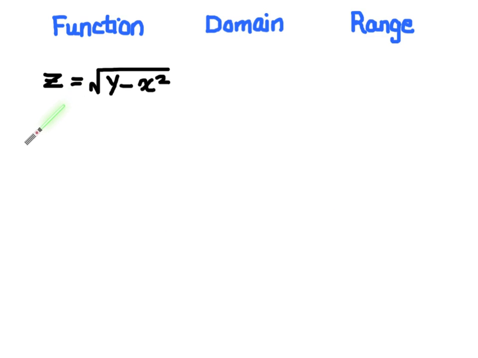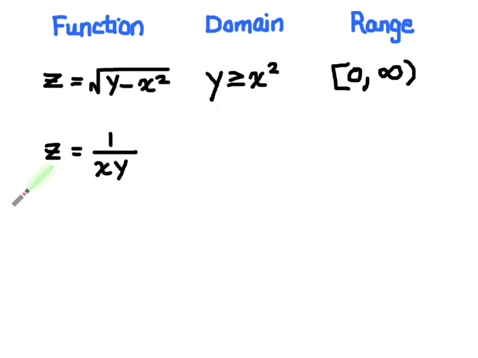Here we have the function z, which is equal to the square root of y minus x squared. In this case, the domain is y must always be greater than or equal to x squared. That is our domain restriction. And our range is that z will equal all values, including 0, up to positive infinity.